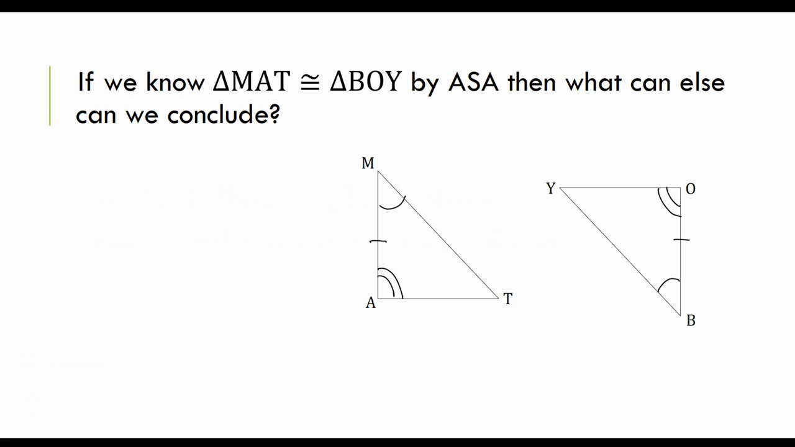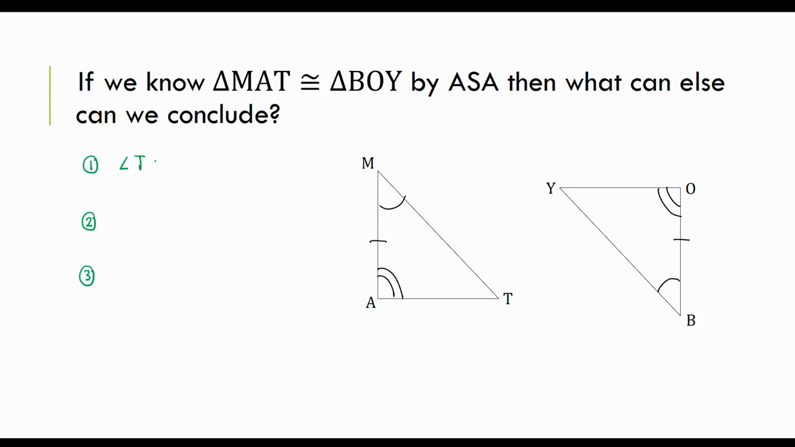So if we know that the triangle MAT is congruent to the triangle BOY by angle side angle, what else can we conclude? Looking at the markings, notice that we have two sets of angles and the included side. Hopefully you notice that if we have congruent triangles, we talked about this at the very beginning of this chapter, we technically have 6 different corresponding pieces that are congruent. So if we already have 3, that means there are 3 more things that are congruent based off of this information. Notice that we should have 1 more set of angles congruent and 2 sets of sides.